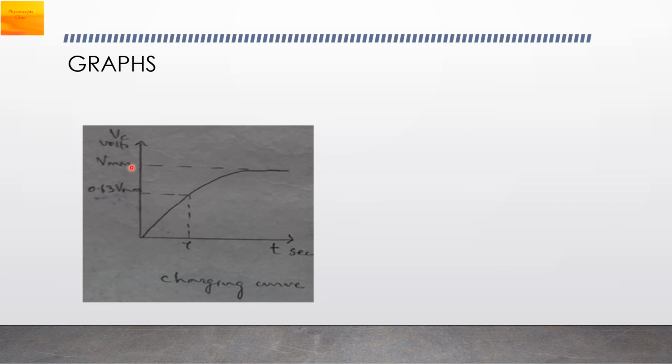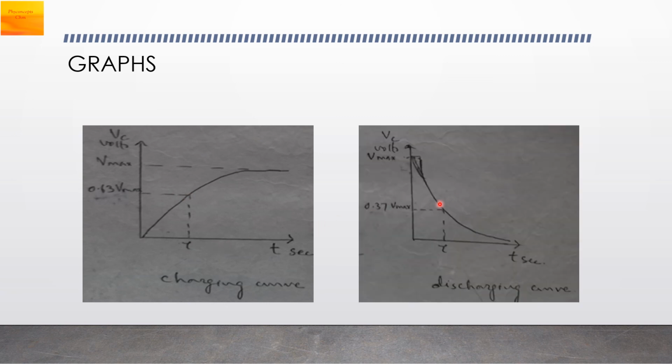Then we plot a graph of Vc versus t. We get the charging curve this way with the maximum voltage Vmax. Here at 0.63 Vmax, the corresponding time is called the time constant tau. Same way we plot the discharging curve Vc versus t. We get maximum voltage Vmax, and at 0.37 Vmax we get the corresponding tau, the time constant.